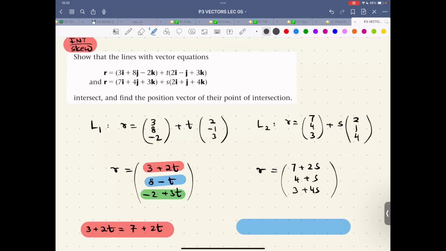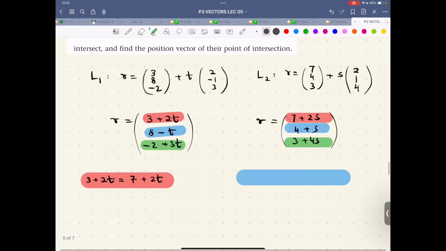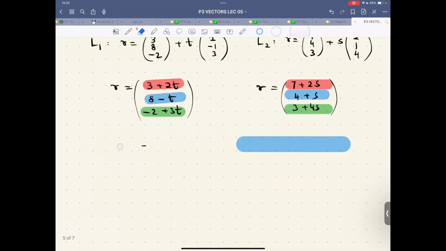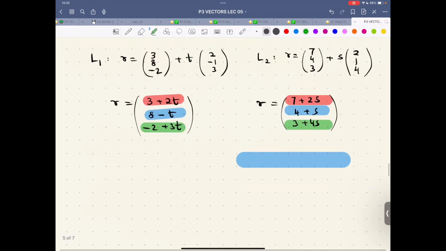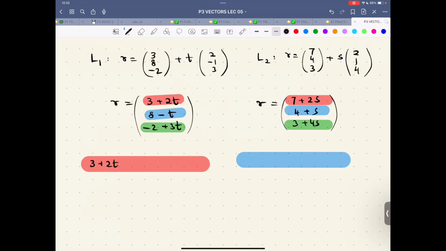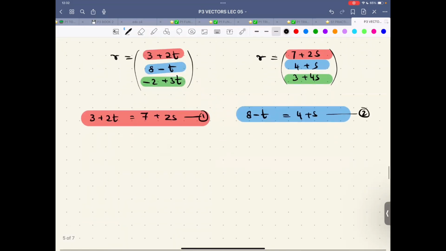Let me use the same colors over here, the red, the blue, and the green. And over here, let me just erase this whole thing. So now the first thing is the red one. That is 3 plus 2t is equal to 7 plus 2s. That is equation 1. 8 minus t is equal to 4 plus s. That is equation 2. Let's solve these two simultaneously.